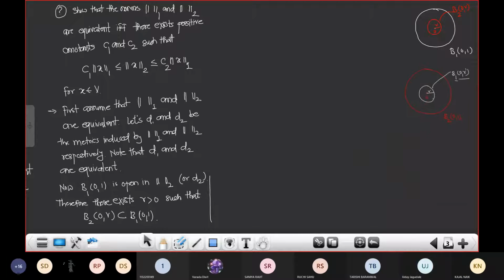Sonali? Right, so we have discussed this exercise yesterday. That exercise guarantees that this statement is right. Since B_D1(0,1) is open in norm 1 and since these two metrics D1 and D2 are equivalent, by that exercise we get r greater than 0 such that this ball in metric D2 sits inside the ball B_D1(0,1). Right? Okay.